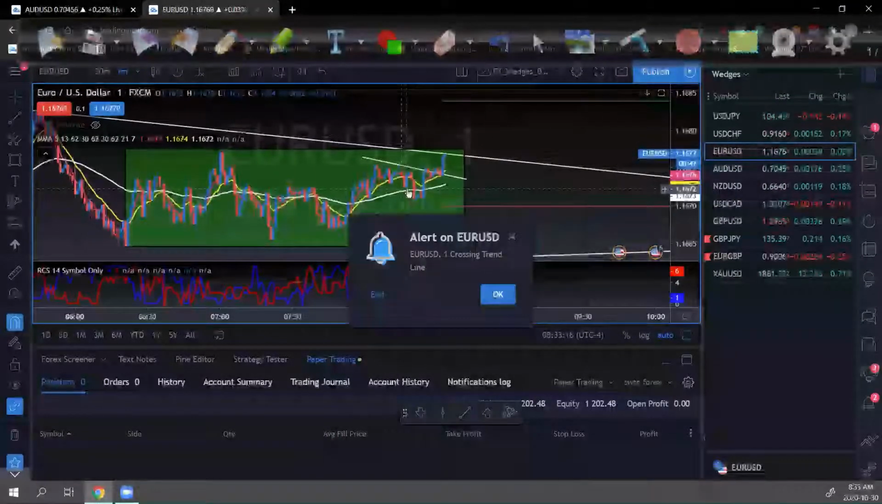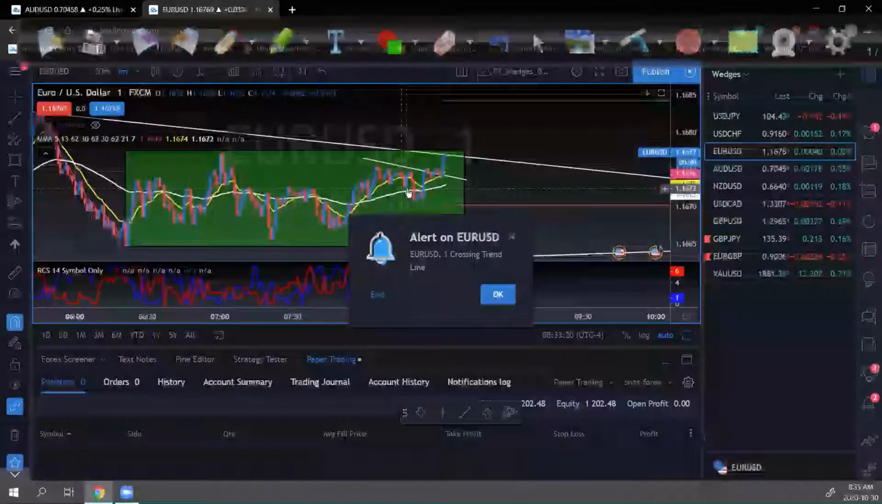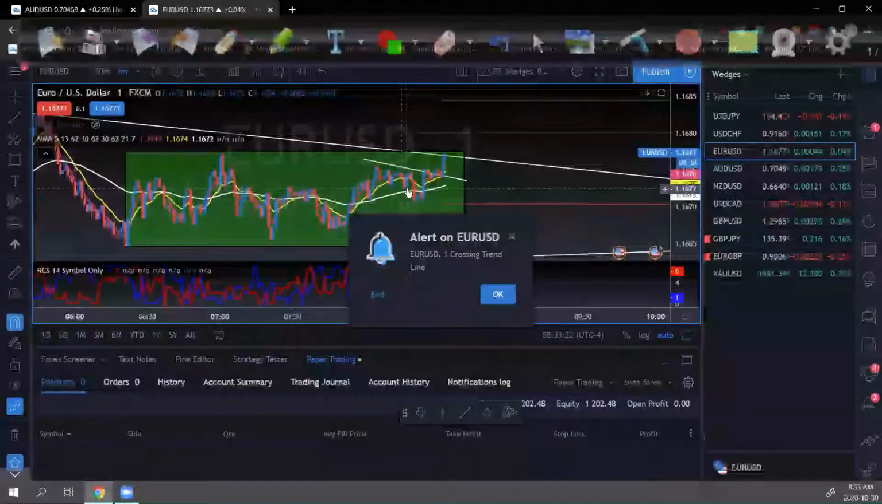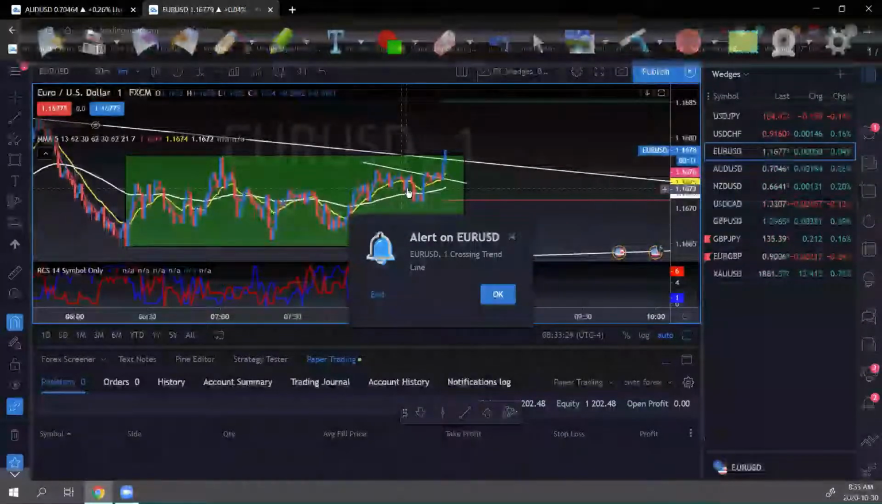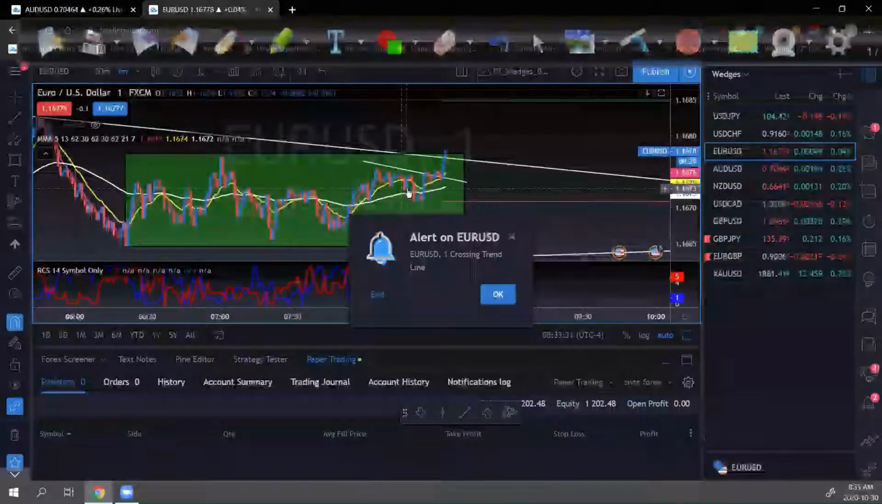So Euro US. Now I got the alert on my phone. It said it's crossing, and to me, that's enough of a confirmation to pull the trigger on that.